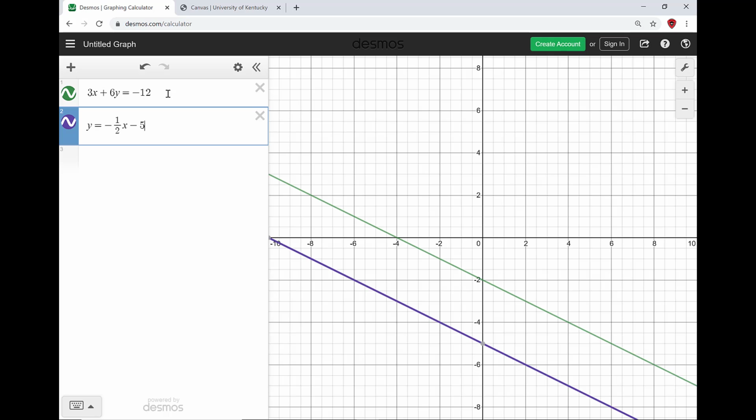You can see from the graph that we have now on our screen that this is a case where there is no solution. The two lines are parallel, so that means they will never intersect, so there is no solution to this system. If we graphed them and they were the exact same line, then that's when you would have infinitely many solutions.